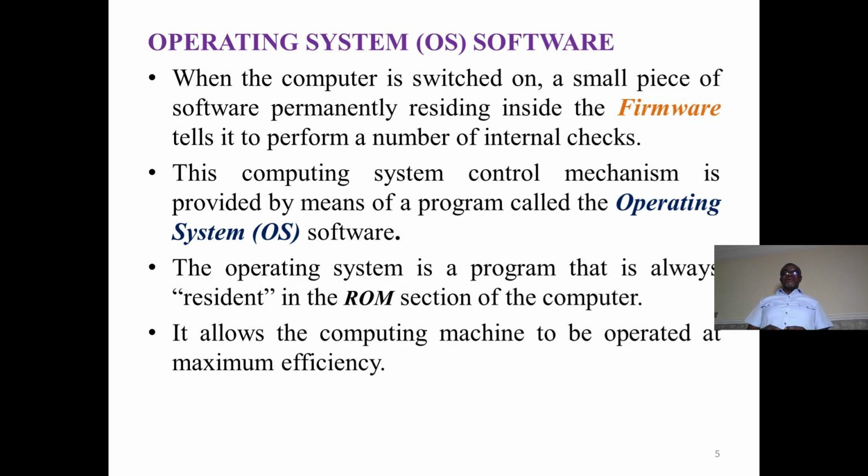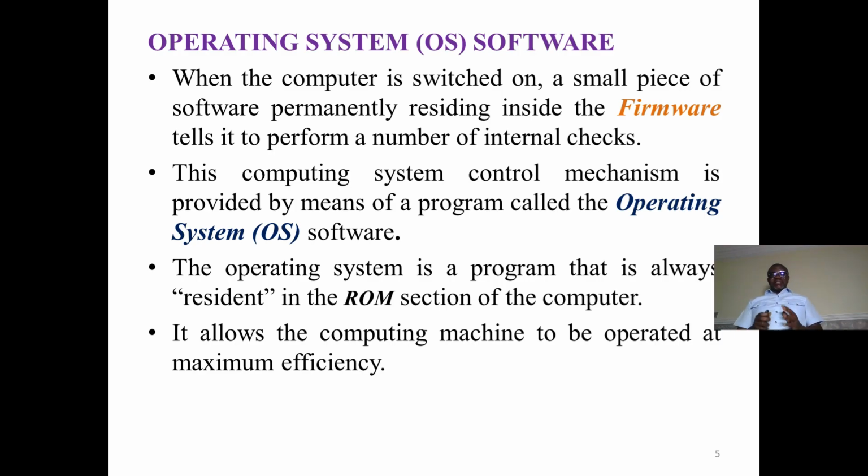There's another category of software called the operating system softwares. They are generally known as OS. When the computer is switched on, a small piece of software permanently residing inside the firmware in the computer tells it to perform a number of internal checks. In our previous lectures, we have looked at firmware and what it is.